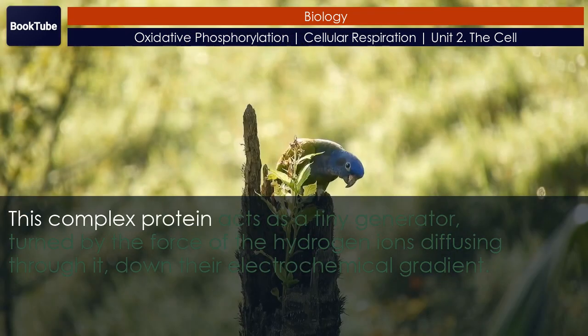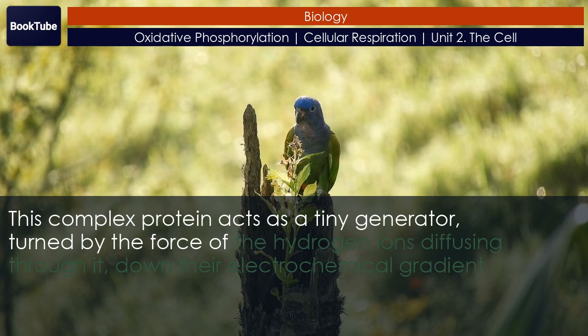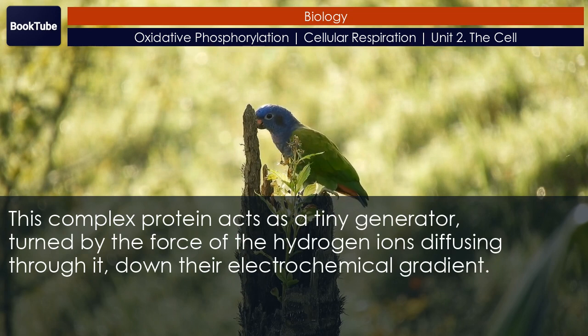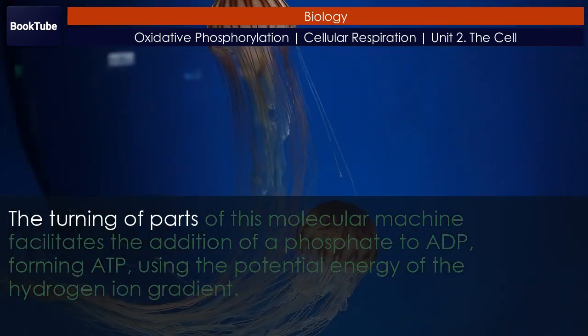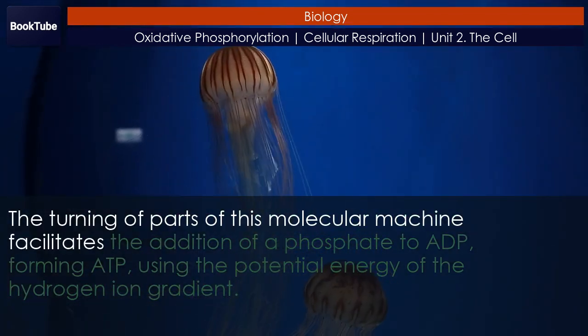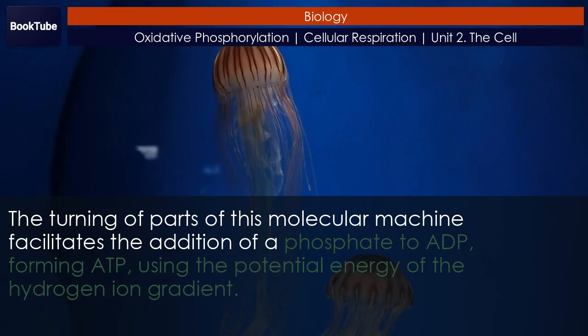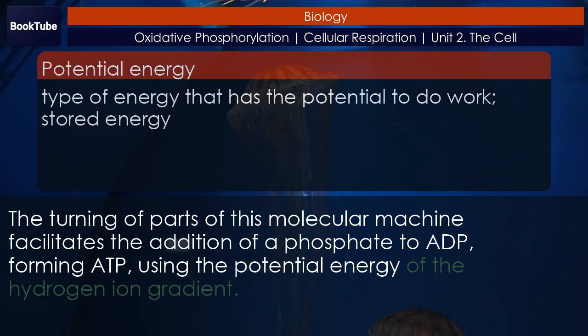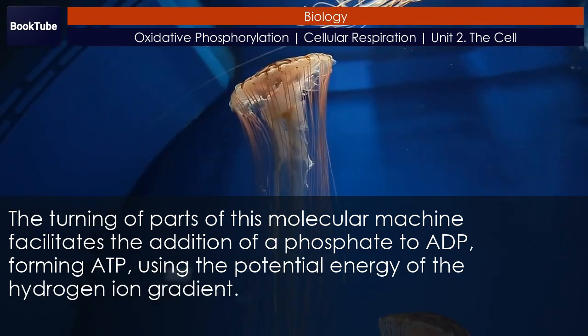This complex protein acts as a tiny generator, turned by the force of the hydrogen ions diffusing through it, down their electrochemical gradient. The turning of parts of this molecular machine facilitates the addition of a phosphate to ADP, forming ATP, using the potential energy of the hydrogen ion gradient.